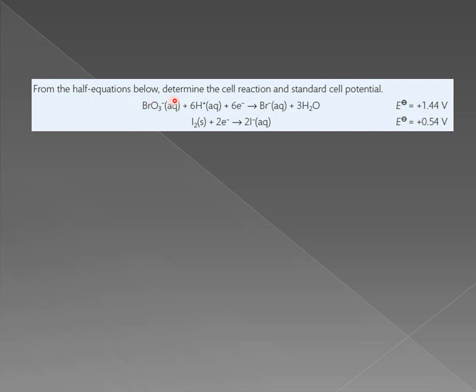From the half equations below, determine the cell reaction and standard cell potential. This is the bromate ion half equation, the first half equation, and this is the standard electrode potential for bromate, 1.44, while for iodine it is 0.54. Which is higher? The higher one, of course, is 1.44. So the reduction will happen here, and oxidation for iodine will happen. But iodine cannot be oxidized as written, so we need to reverse the equation.